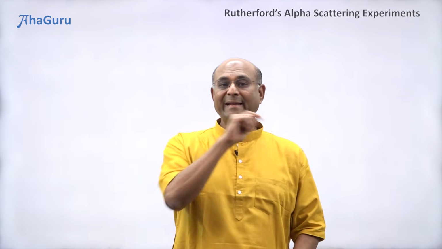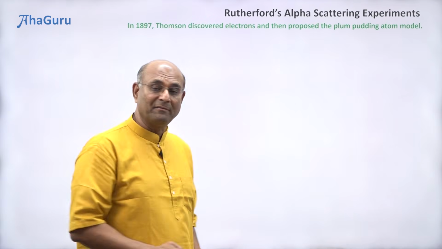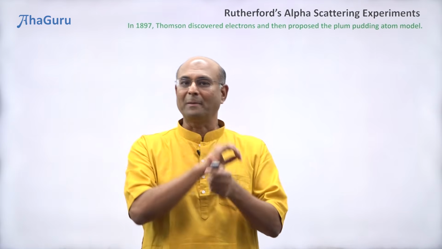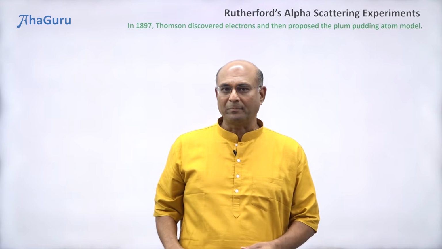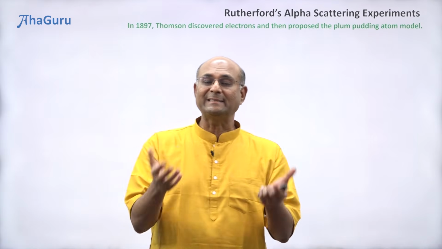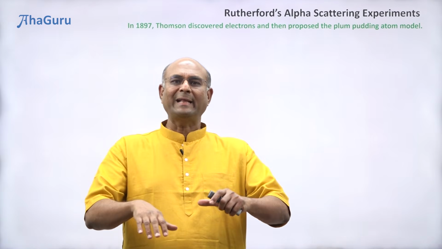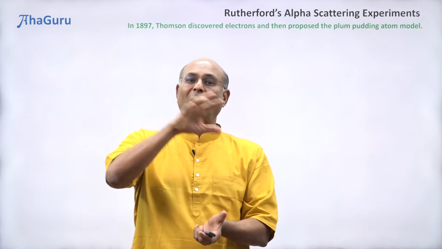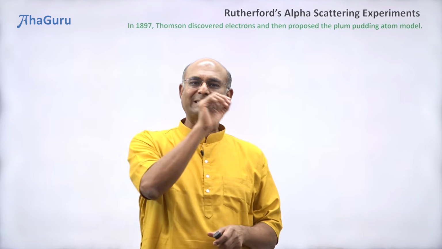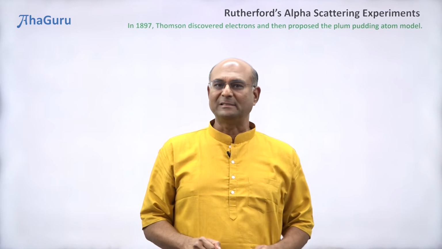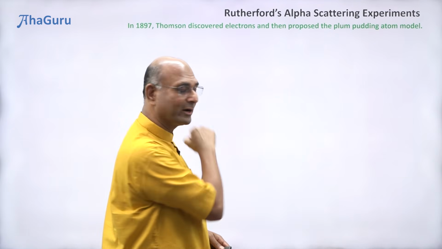We saw that in 1897, Thomson had discovered electrons, the first subatomic particles, and then he proposed the plum pudding model of the atom. He didn't know the nature of the positive charge inside the atom. So basically, he proposed that the atom was a big sphere with positive charge spread out all over, with the electrons embedded as tiny particles inside this big sphere. So that was his plum pudding model.